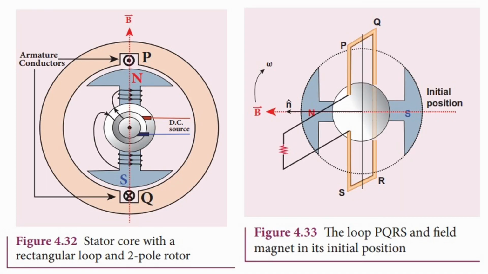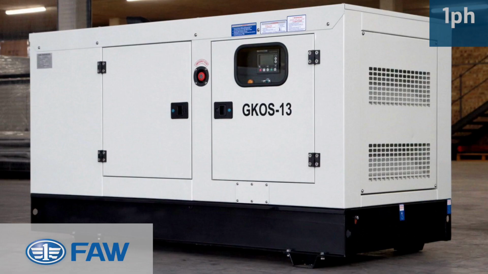Figure 4.32 shows a stator core with a rectangular loop and two-pole rotor. Figure 4.33 shows the loop PQRS and field magnet in its initial position. The following are examples of single-phase alternating current or AC generators.